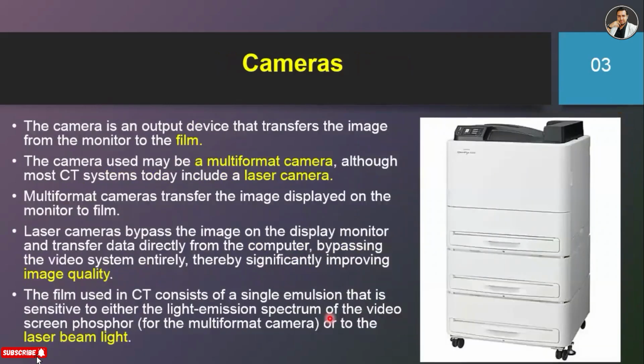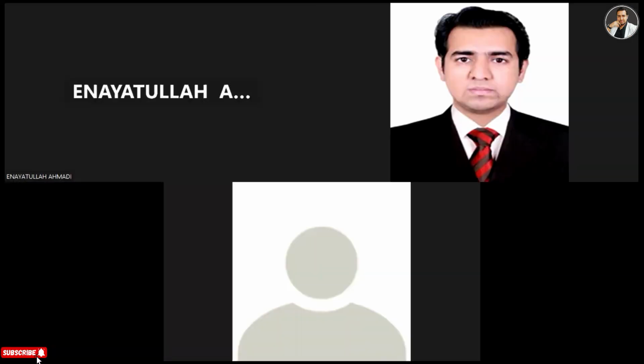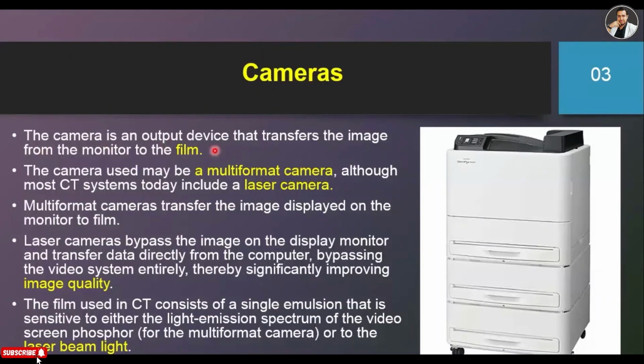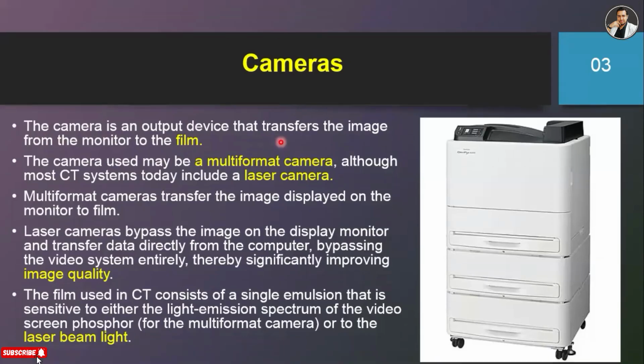Now comes the camera. These are not the cameras that we are used to. The camera is an output device that transfers the image from the monitor to the film. The camera is used to send the image to the film. The camera used may be a multi-format camera, although most CT systems today include a laser camera.